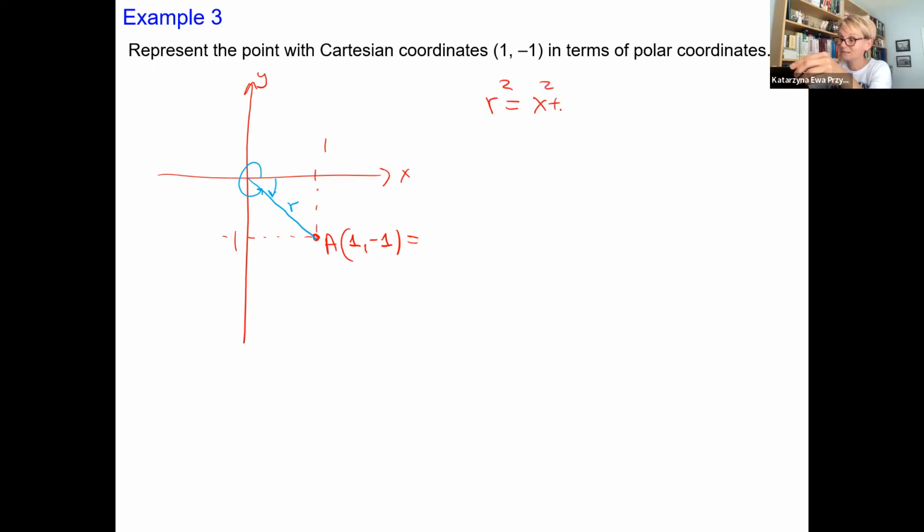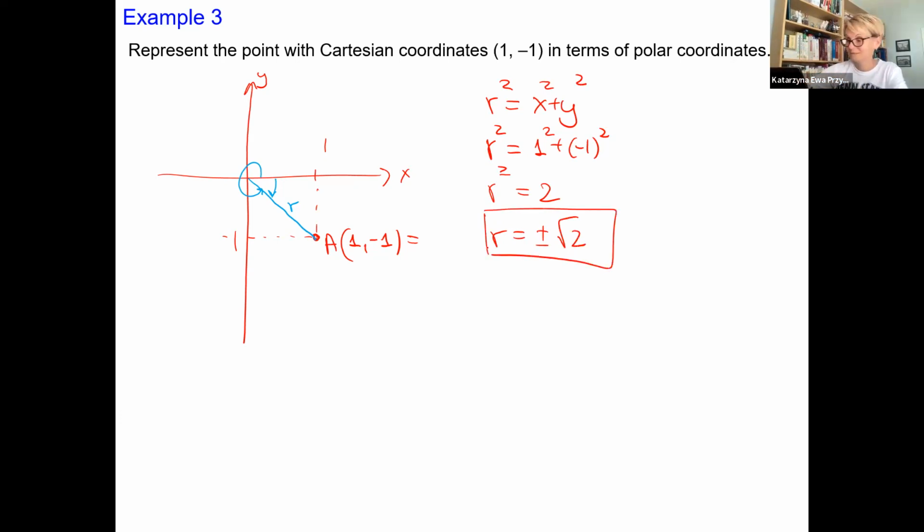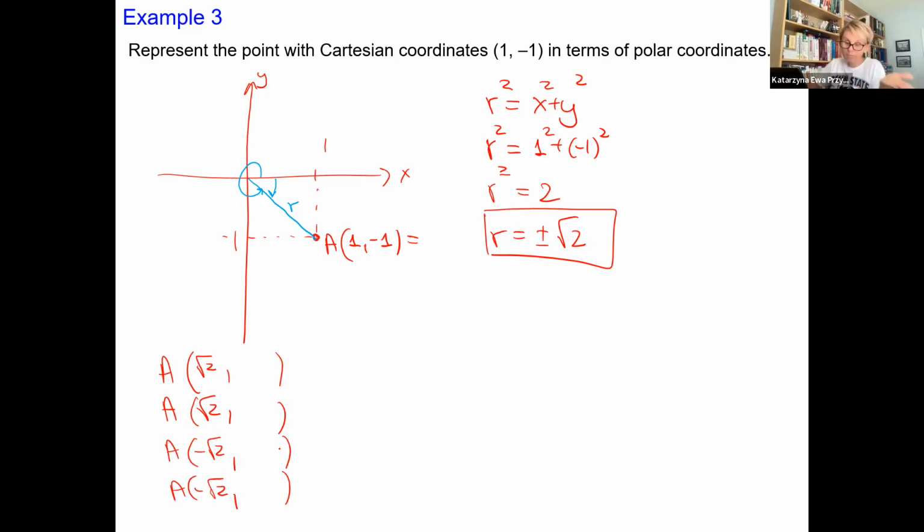R squared equals x squared plus y squared. R squared equals 1 squared plus 1 squared, of course, 1 plus 1, 2. That means R could be positive or negative square root of 2. Let me say we may have positive square root of 2 and negative square root of 2, so there are 4 representations. That means positive or negative.